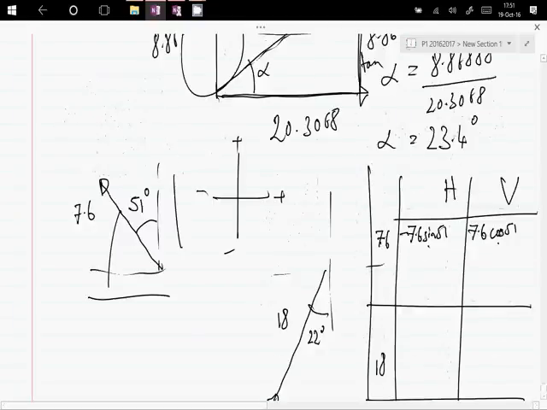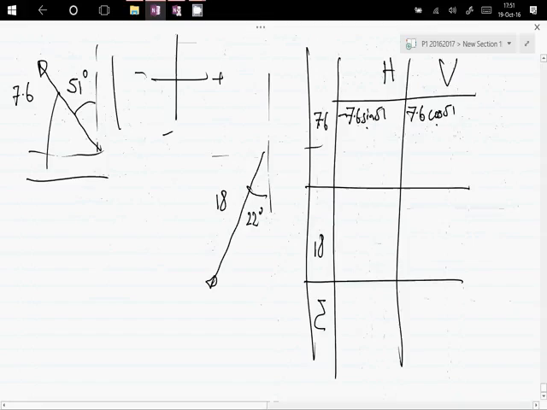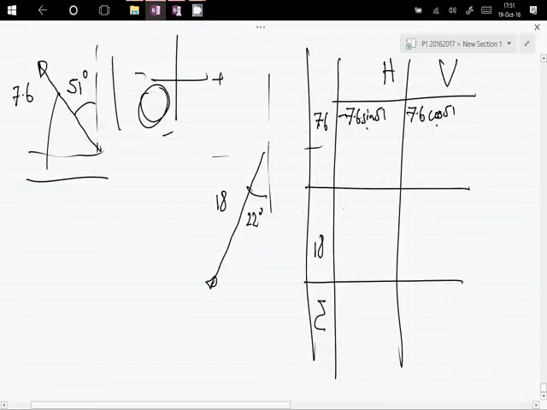Okay, this one here, the 18 one, is negative horizontally and negative vertically because it's in this quadrant. So minus horizontal 18 sine 22, because I'm stretching it, and minus 18 cos 22, because, okay, that's the vertical component. So I just calculate these quickly.